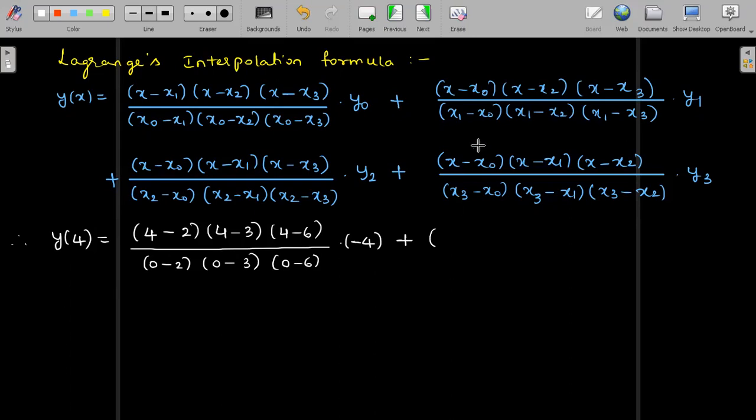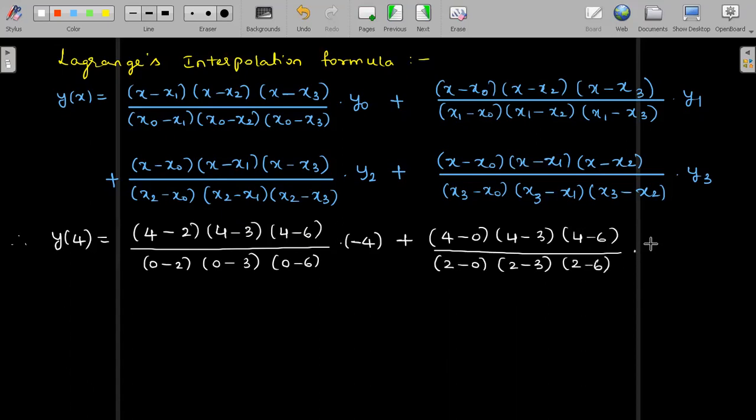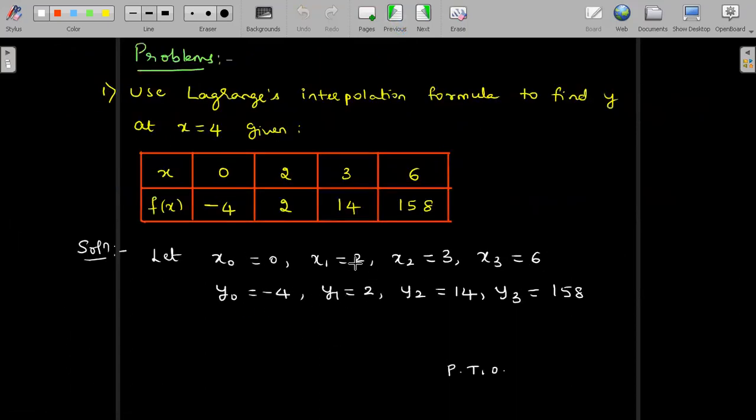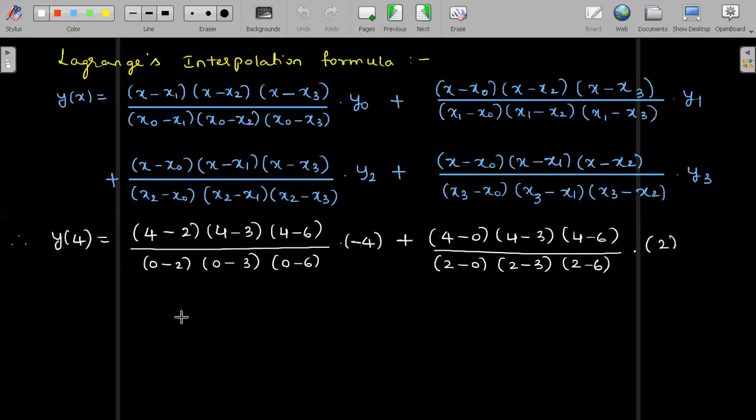Similarly, for the second term, x1 should be skipped. So we have 4 minus 0 into 4 minus 3 into 4 minus 6, the whole divided by x1, which is nothing but 2. So 2 minus 0 into 2 minus 3 into 2 minus 6. Multiplier in this case is y1, which is 2. That is the reason in the previous page we have written these values, the respective values of x0, x1, x2, x3 and y0 to y3. So this will now help us to easily substitute the values.